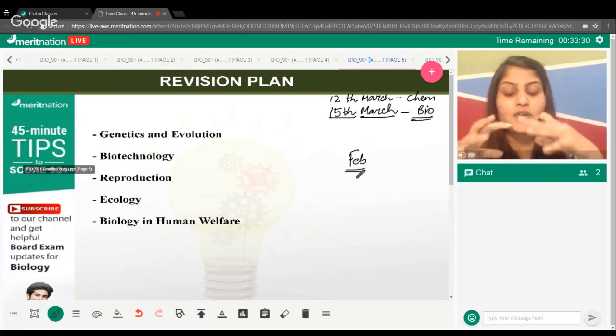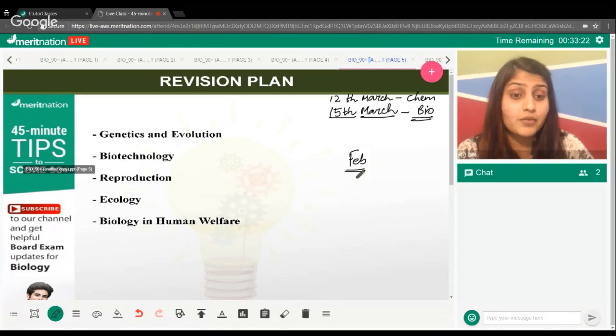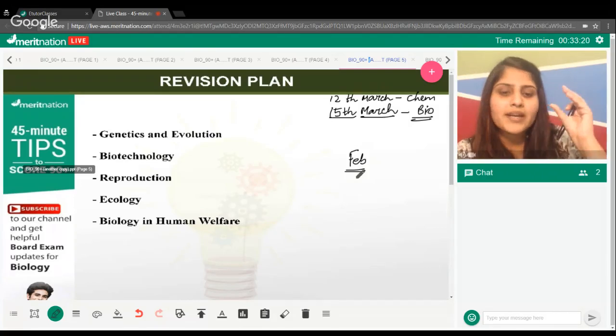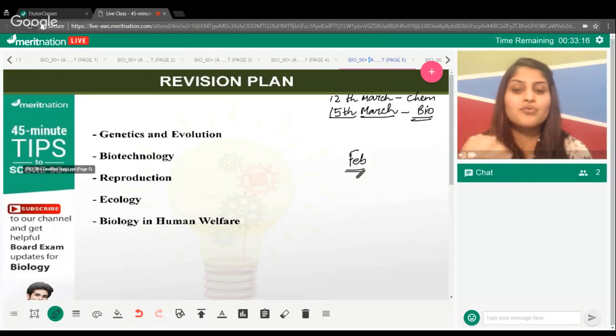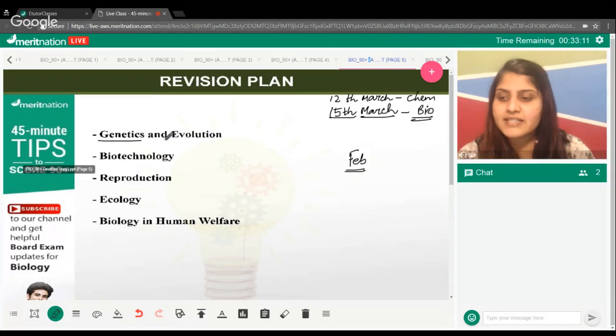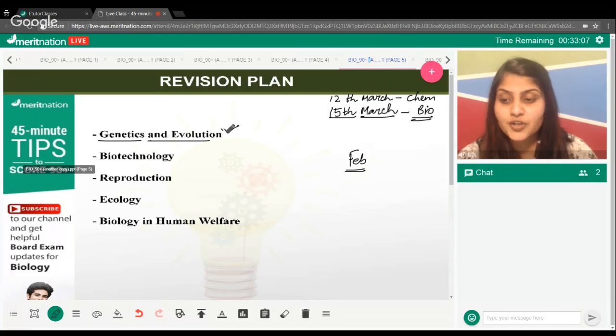You can make some sort of timetable apart from other subjects that you are dealing with. You are dealing with physics, you might be dealing with maths if you have maths along with biology. Okay, you can have some hours restricted to your revision. And because we have seen already that genetics and evolution comes with great weightage, this should be your priority for your revision plan.